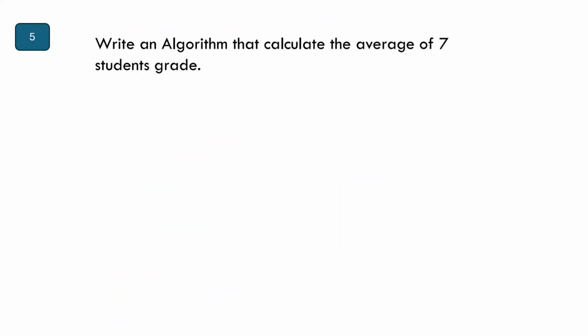And after this, now it's your turn. You will write an algorithm, and this algorithm will calculate the average grade of 7 students. You will read 7 students' grades, and then you will calculate the average value. It's a little bit easier than the other question, as you see.